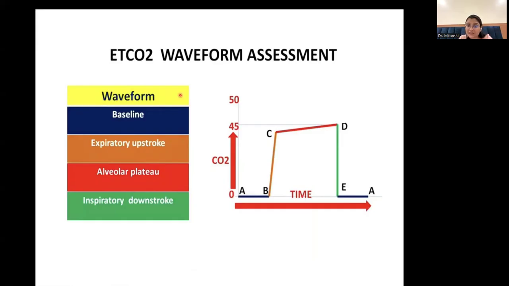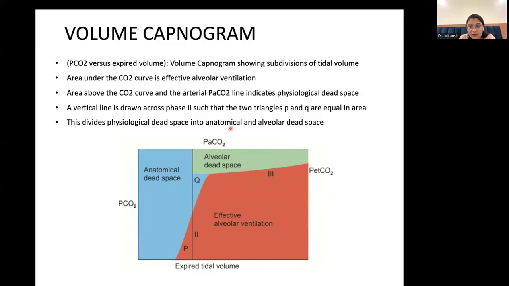This is a time capnograph. Your x-axis has time on it, and your y-axis is having CO2 levels on it. CO2 levels are measured in millimeter of mercury. Always remember. Okay. So in volume capnograph, the partial pressure of carbon dioxide is plotted on your y-axis, while expired tidal volume is plotted on your x-axis. So when my tidal volume is plotted on my x-axis, that will give me a triangular graph of two triangles that you see here. These two triangles are giving me my dead space area.